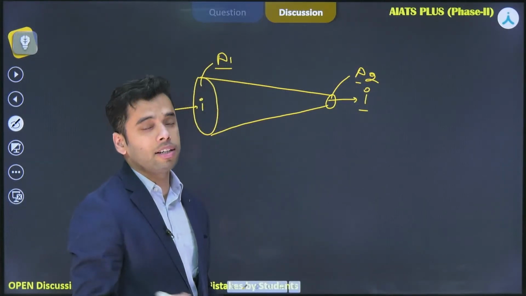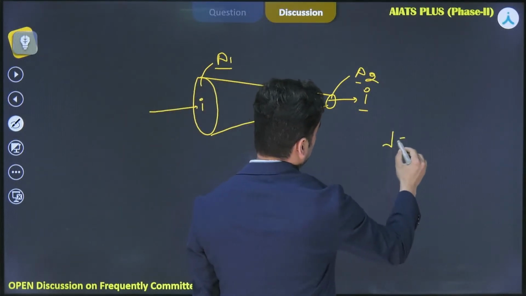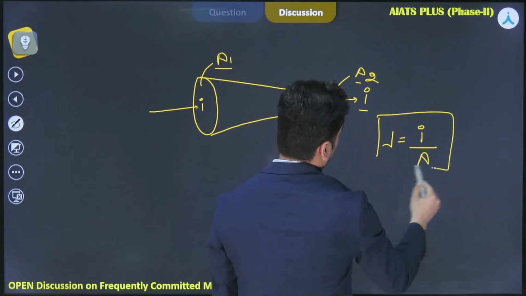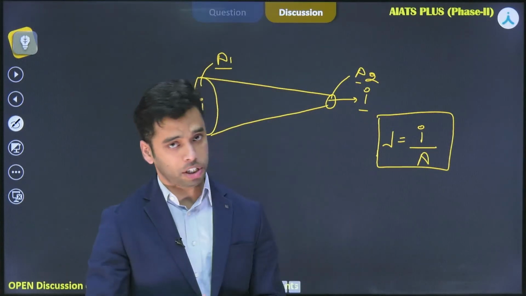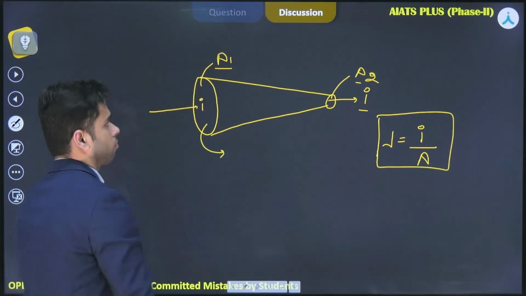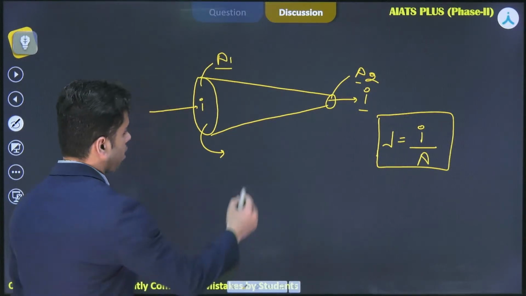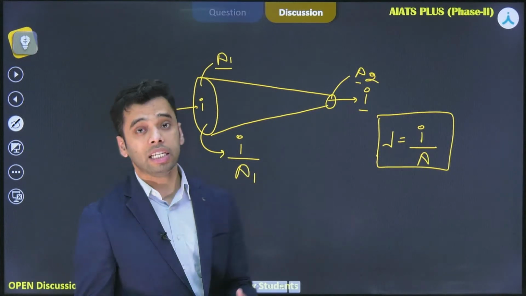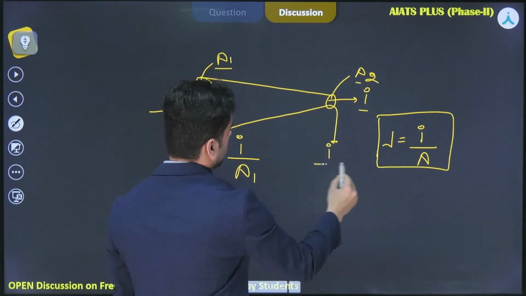Let's talk about the current density. What is current density? See, current density J is defined as I over A. I'm talking only about the magnitude part. Current density is defined as current divided by the cross sectional area, right? Suppose that I want to define the current density at this part. How can I write? I can write it as I by A1. And how about the next part? I can write the current density over here as I by A2.